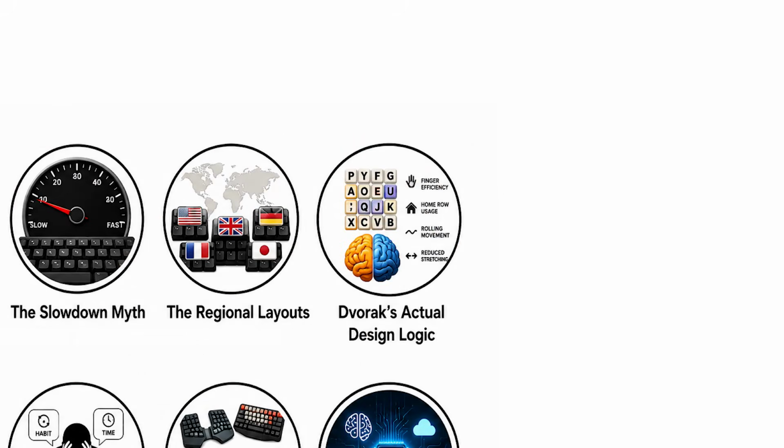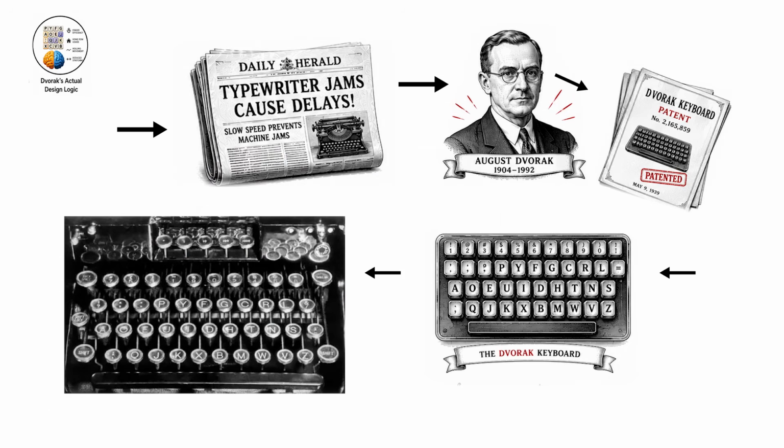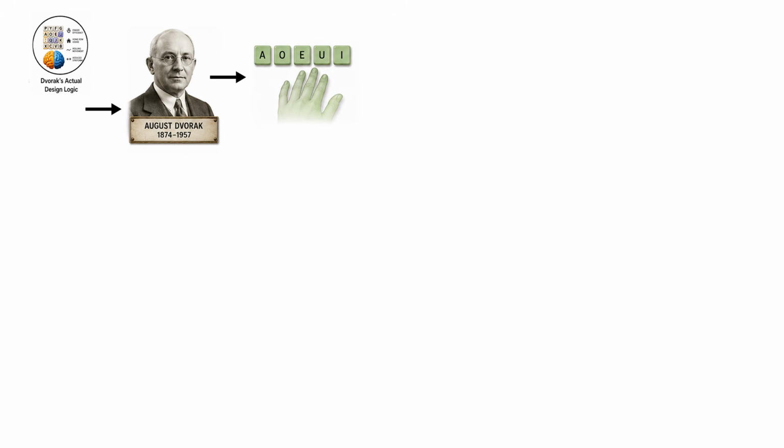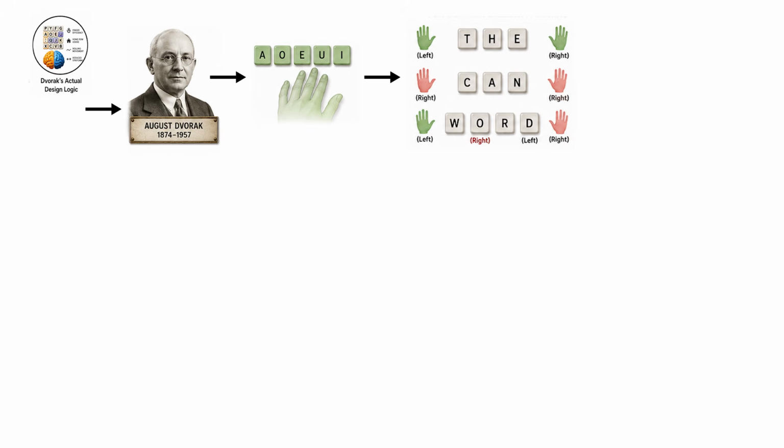Dvorak's actual design logic, beyond it's faster. August Dvorak's layout is usually summarized as more efficient. The actual engineering behind it is more specific than that. All 5 vowels sit on the home row under the left hand, arranged so that common vowel-to-consonant patterns in English fall naturally under alternating hands as you type. Left hand, left hand, without you having to think about it.